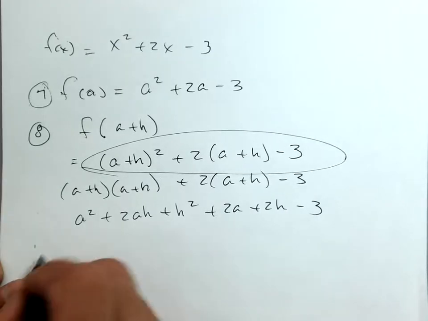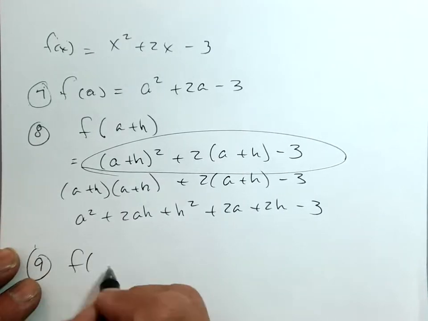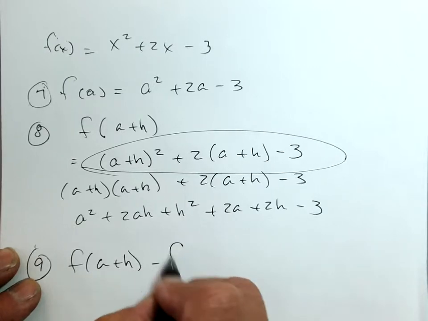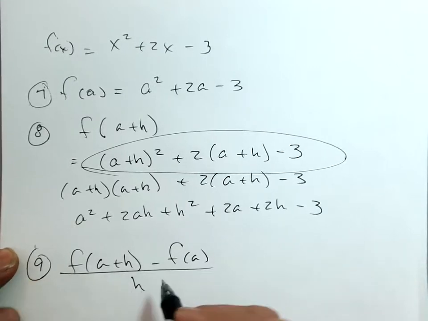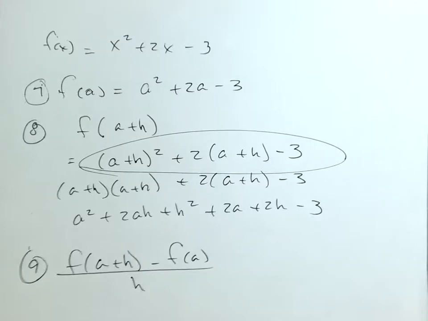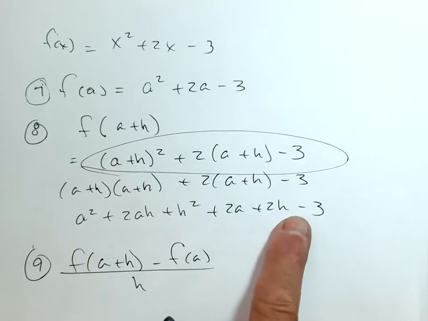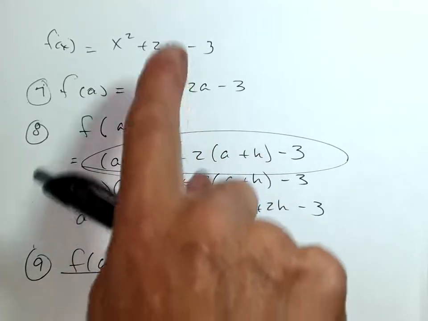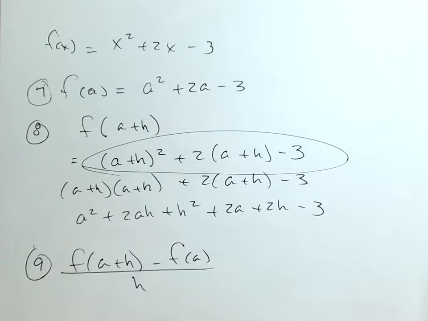Now, that helps me for number 9, because on number 9 I want f of a plus h minus f of a, all over h. Want me to relax for a second? Let you catch up? Okay. So I'll take the second answer, subtract the first answer, and divide the whole thing by h, right?